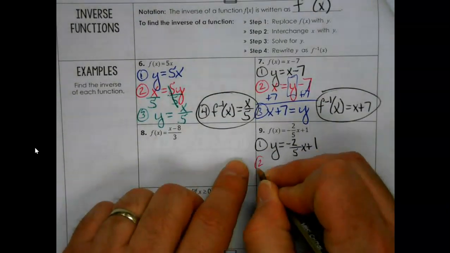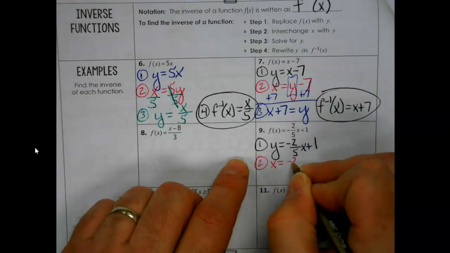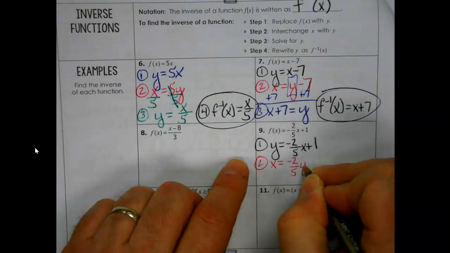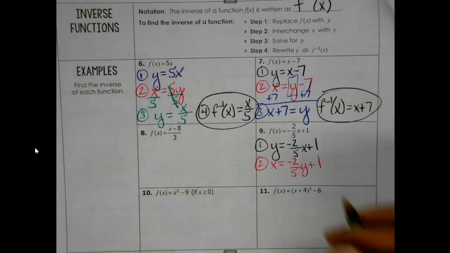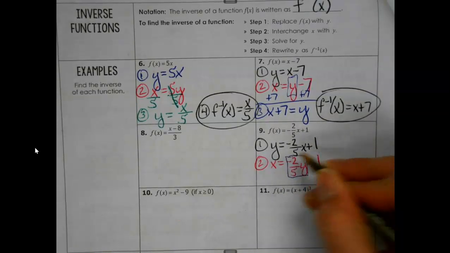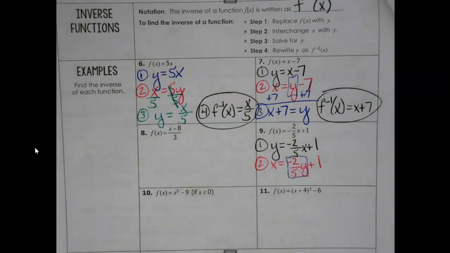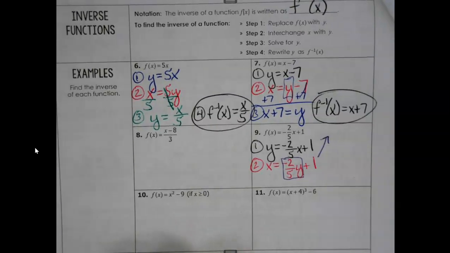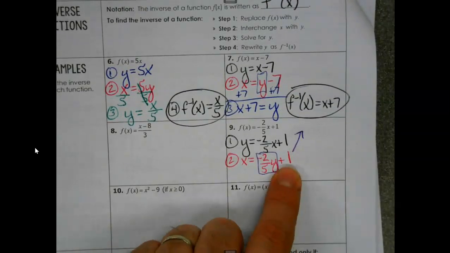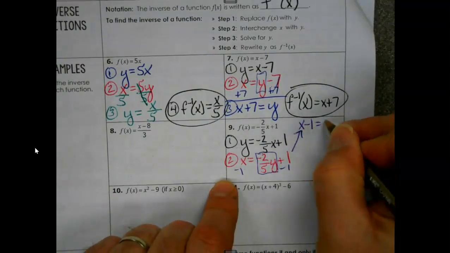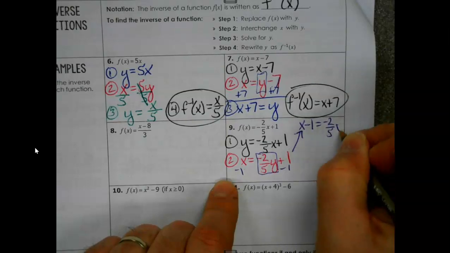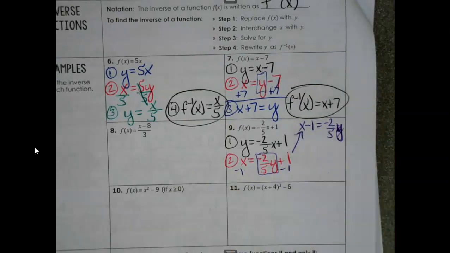X and Y swap. Oh boy. Solve for Y. Okay. Got to do what we always do here. First goal, get your Y term by itself. So this time we need a little more room. Minus the 1, get that out of the way. Whoops, I almost made that X. That is Y.